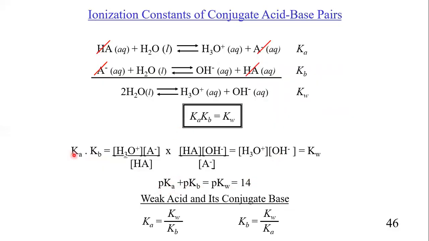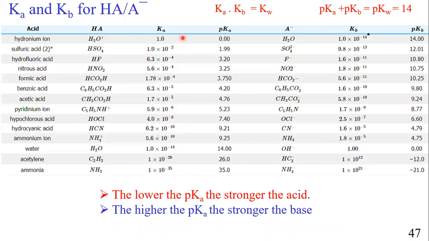We also can take the minus log of both sides. The minus log of Ka plus the minus log of Kb equals the minus log of Kw, so you get pKa plus pKb equals 14. From pKa, I can get pKb. This is a very nice table because it tells me something about Ka and Kb for any couple.